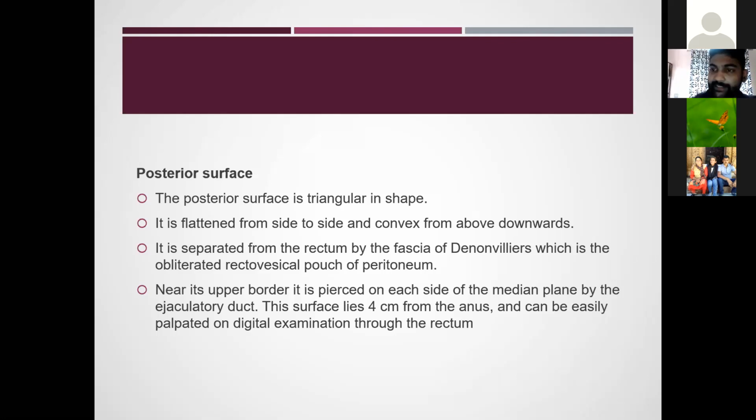It can be easily palpated on digital examination through the rectum. The posterior surface is triangular in shape, flattened from side to side and convex from above downwards. It is separated from the rectum by the pelvis. Near the upper border, it is pierced on each side of the median plane by the ejaculatory duct. The posterior surface lies 4 cm from the anus and can be easily palpated on digital examination through the rectum.